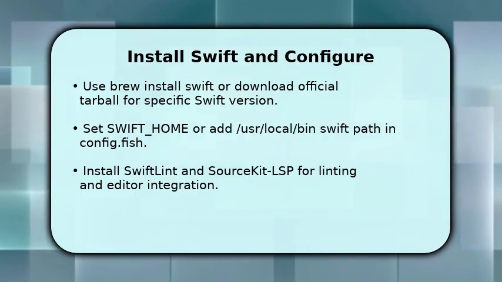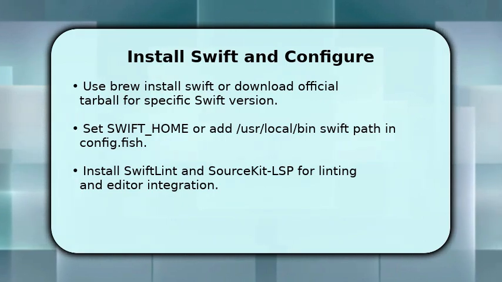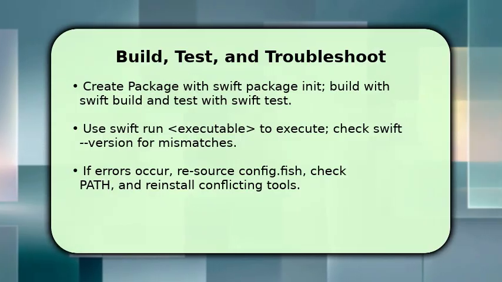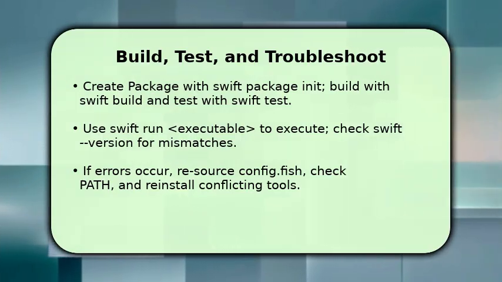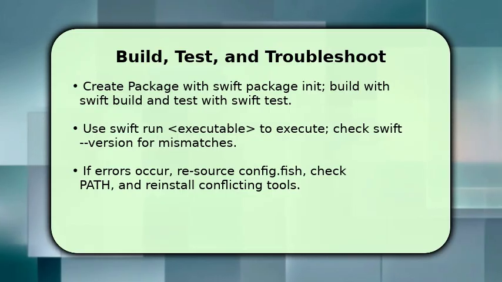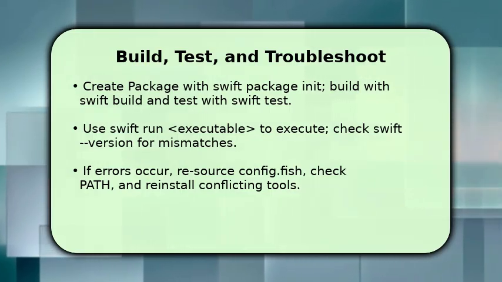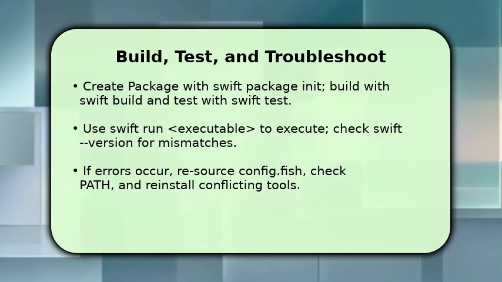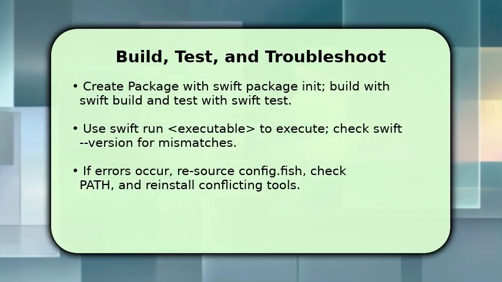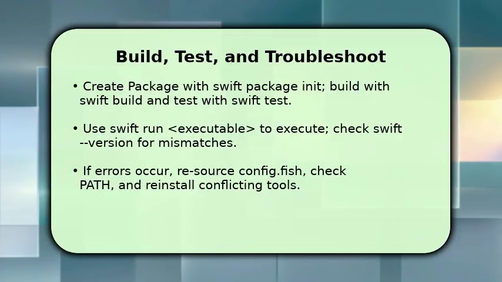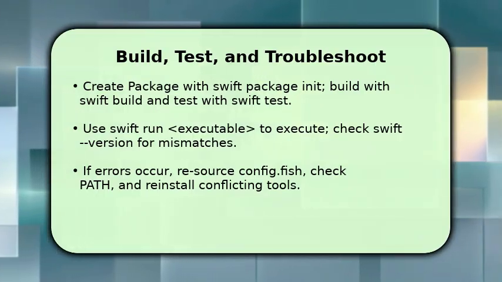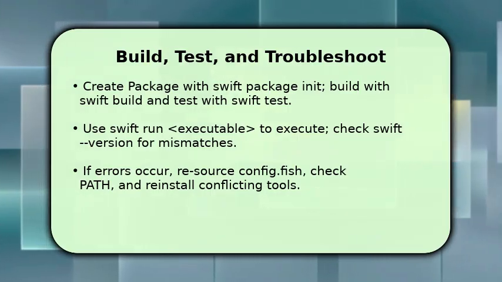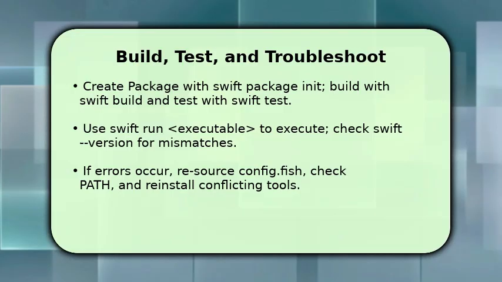You finish by creating and verifying a Swift package. Run swift package init, then swift build and swift test to confirm toolchain integrity. Use swift run to execute your program and swift --version to ensure you're using the intended release. If something fails, re-source config.fish, inspect PATH for duplicate binaries and remove conflicting installations. Often Homebrew versus tarball conflicts cause issues. As a final tip, check environment variables and reinstall SourceKit-LSP if editor diagnostics fail.